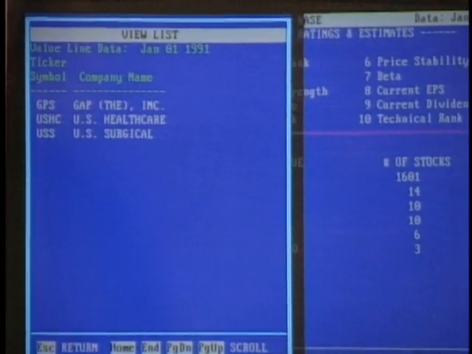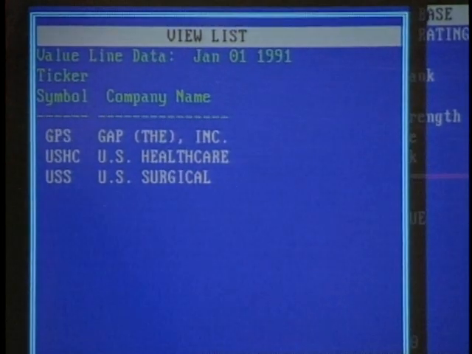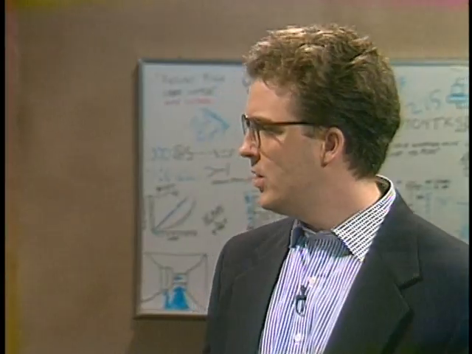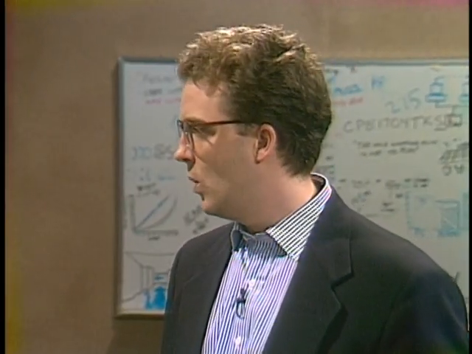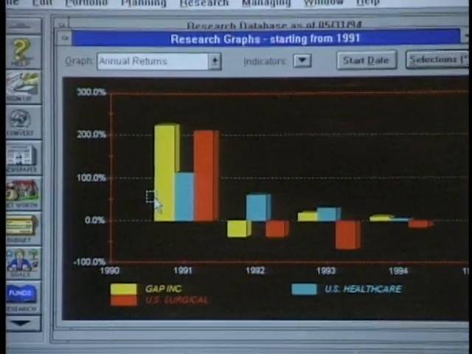Right, and I hit the F5 key to pull up those 3 stocks, which are the Gap, U.S. Healthcare, and U.S. Surgical. All right, so we can take a look now at what would have happened at the end of 91 had we paid attention to what the computer said. That's right. What I'm going to do is go into a Windows-based program called WealthBuilder here, which draws nice-looking graphs of stock market performance. Over on the left side, the big bars that you see there are the 3 stocks the computer said to buy.